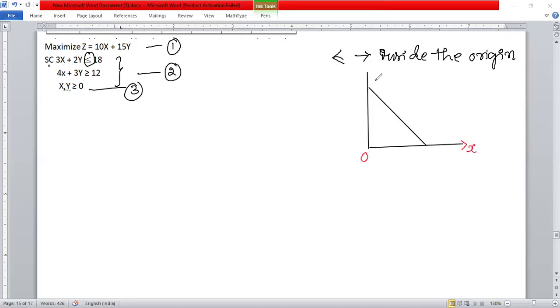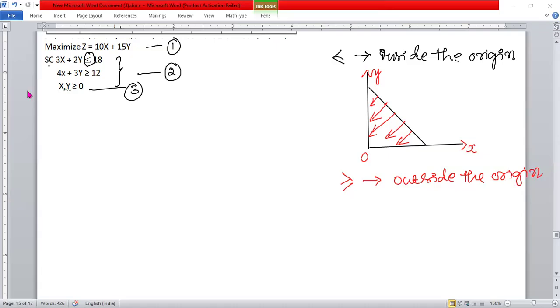This is the x-axis, this is the y-axis. So this is inside the horizon, and this way you have to shade it. This is the less than or equal to from equation 2, so that is inside the horizon. Similarly, greater than or equal to is called outside the horizon.